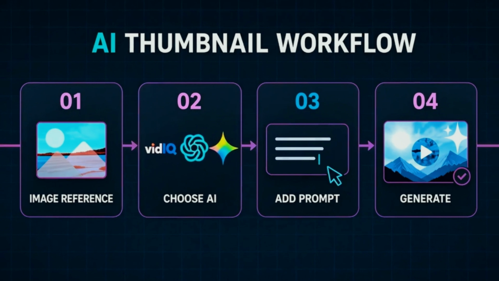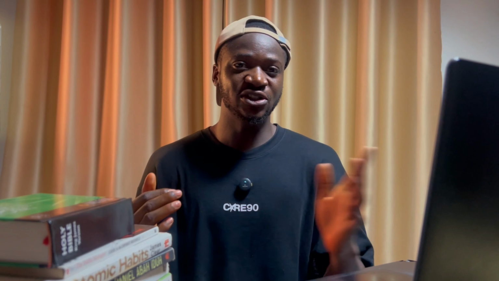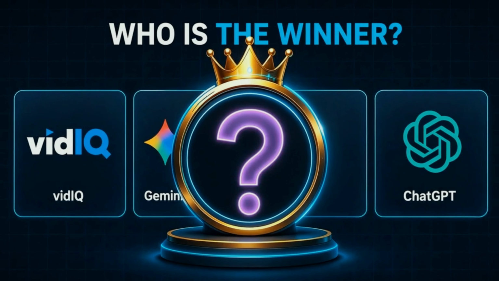How I do it is when I have a thumbnail I like, let's say there's a topic I want to do, I use an image reference and then I give it my idea. So in this video, I'm going to create a prompt. We'll have an image reference and then I'll create a prompt for each of these 3 aforementioned thumbnail generators. And at the end of the day, we are going to see which of these 3 thumbnail generators is going to be able to produce something that we can actually use and upload on YouTube. Let's head straight into it.